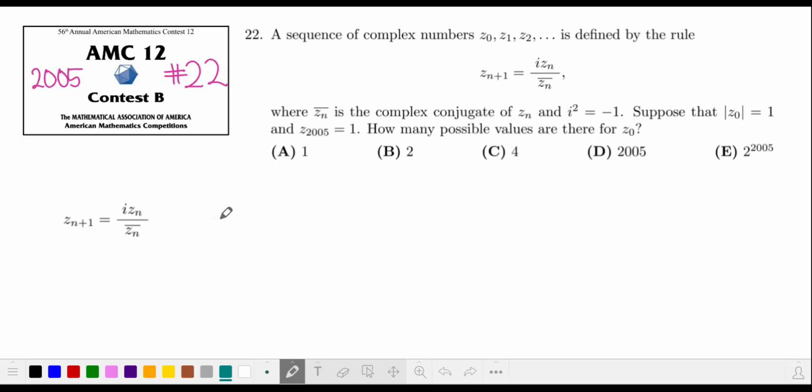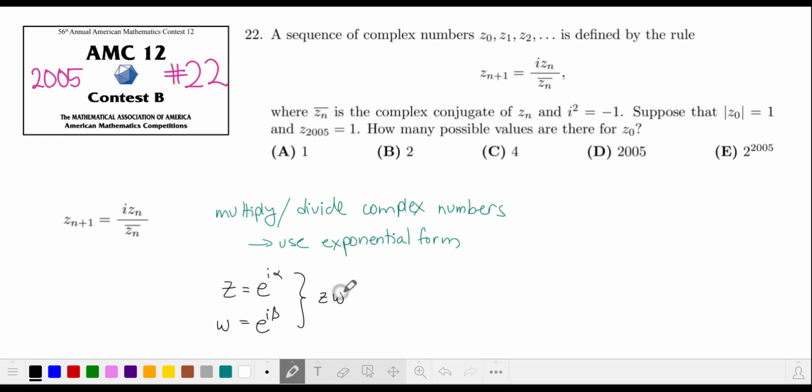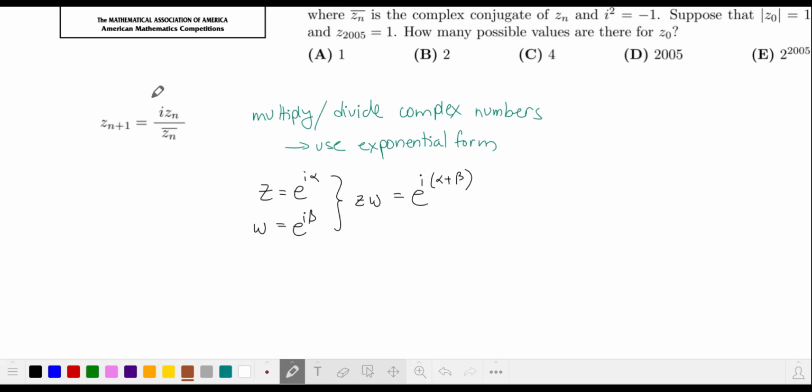When you see a problem that involves multiplying and dividing complex numbers, consider using the exponential form. This is because multiplying two complex numbers with a magnitude of 1 means that you're adding the angles. In the numerator here, we're multiplying by i. In exponential form, that's e to the power of pi over 2 times i.